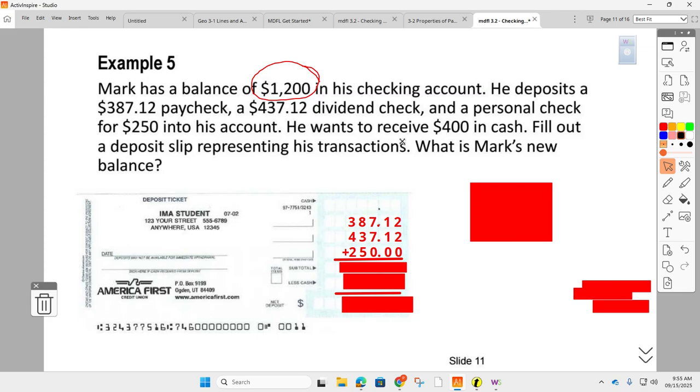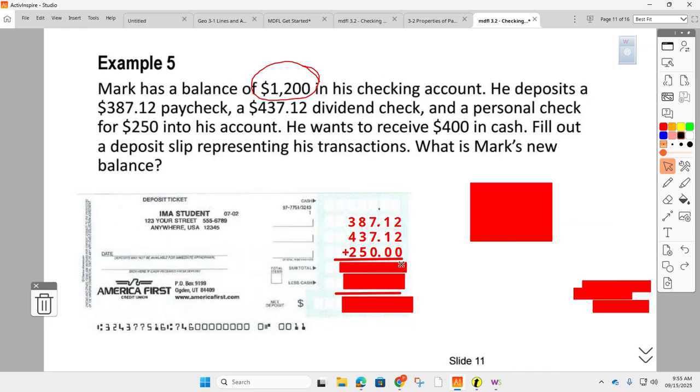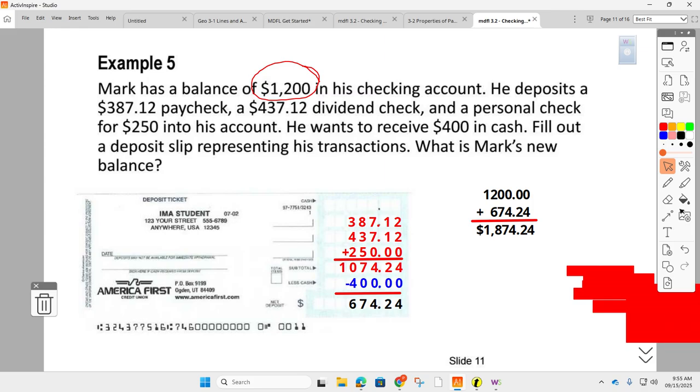So before we do that, we're going to find the sum of his checks, $1,074.24. Now he wants $400 in cash back, so that's going to reduce the amount of his deposit by $400. So this is the total amount of deposit, $674.24. We have to add that to his previous balance, the $1,200. So this is his new balance.